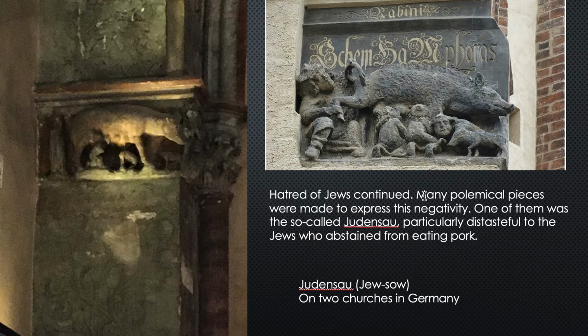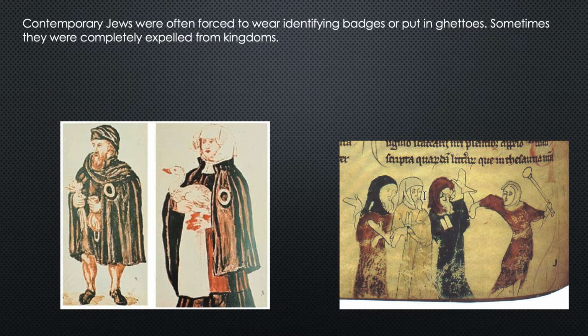There are many examples of Judensau. So contemporary Jews were often forced to wear identifying badges or put in ghettos. That just means a neighborhood where their world was restricted. Sometimes it was fenced, but they often were told where they could live and where they could not live, because heaven forbid you should have a Jew living next door to you, where you might have to, I don't know, smell their food cooking. So that's ghettoization. Yeah, this is the original ghetto, folks.